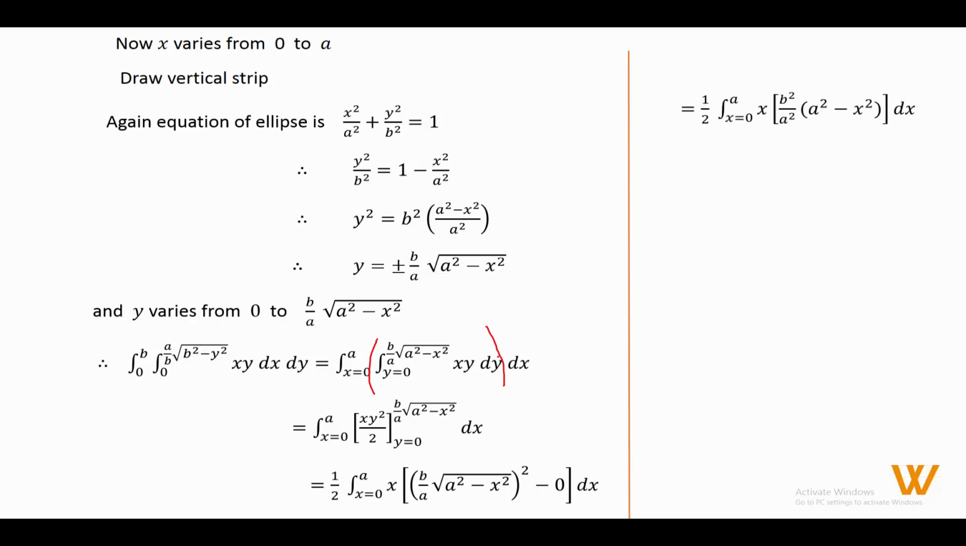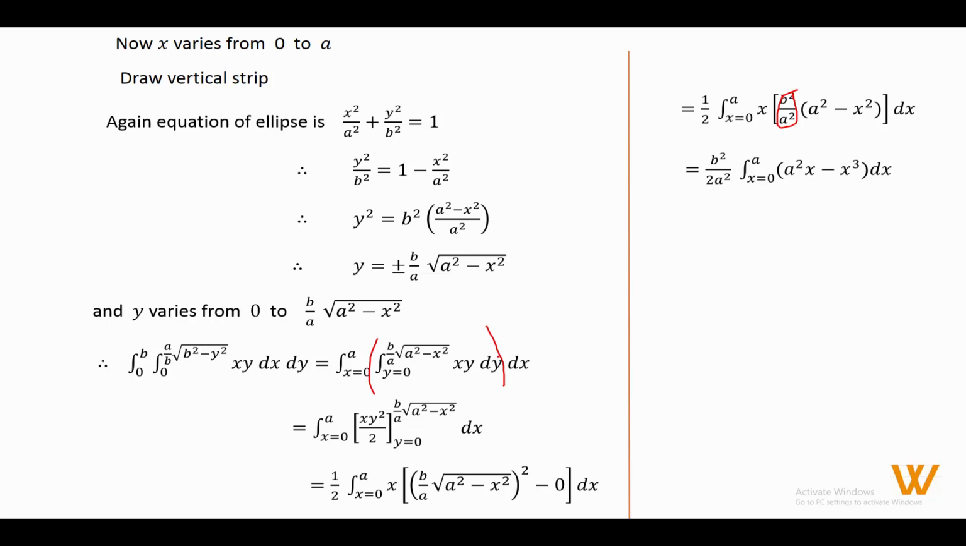Therefore we get 1/2, integration limit x varies from 0 to a, x. Now the square of this term, b upon a into square root of a square minus x square, is b square upon a square into (a square minus x square) dx. Now b square upon a square is a constant, so write it outside the integration: b square upon 2a square, integration limit x varies from 0 to a.